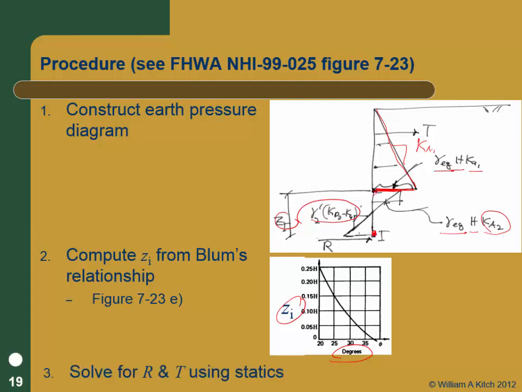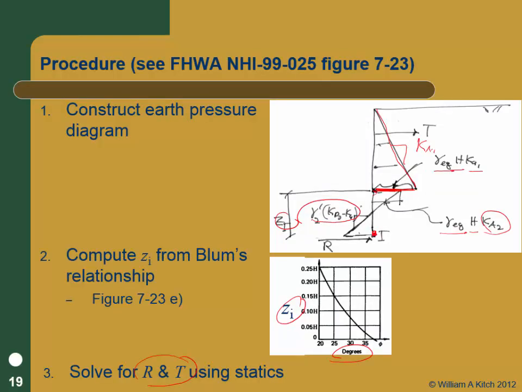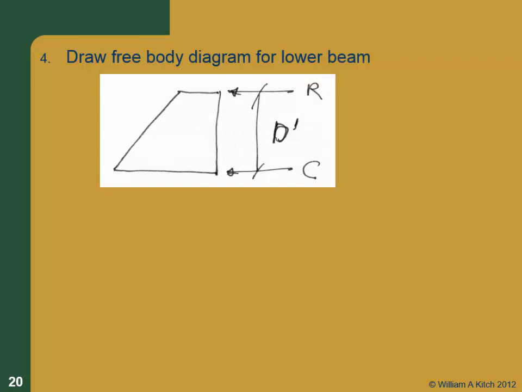And now this is all known. We can solve for R and T just using statics because we know this depth Zi. We can compute the magnitudes of all the forces there. So that's pretty straightforward. But that doesn't tell us the required depth of embedment, right? That tells us the loads on this part of the wall. So now we need to figure out the required depth of embedment.